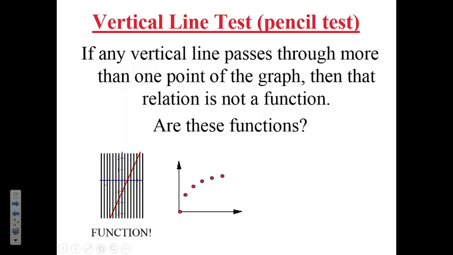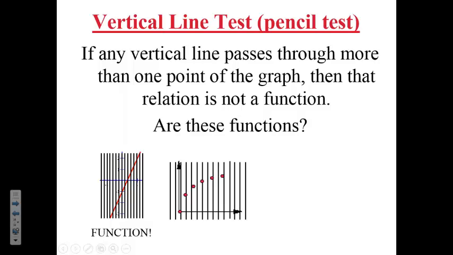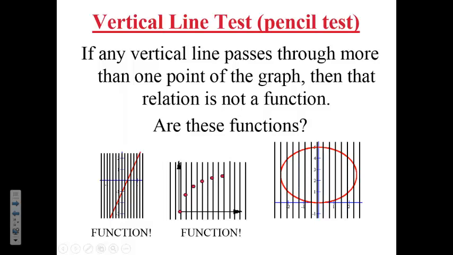This is a discrete relation, and no matter how I draw my vertical lines, I'm never going to hit more than one point. So that is also a function. The ellipse has many points in which almost all the lines, with the exception of the ones on the ends, hit my graph in more than one spot. So that means it is not a function. It only has to fail once.